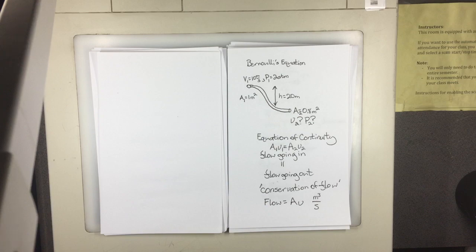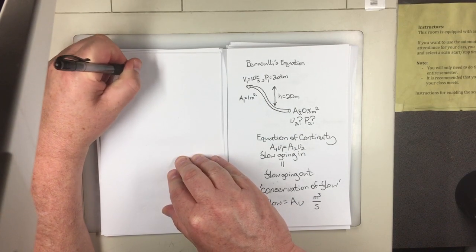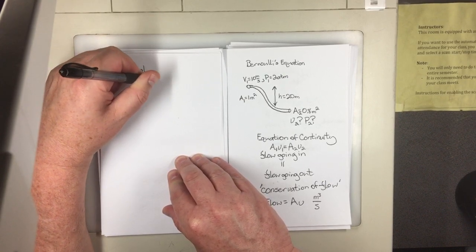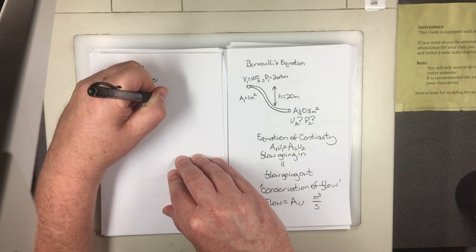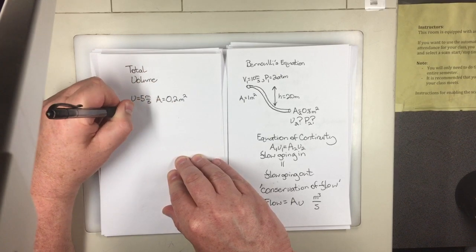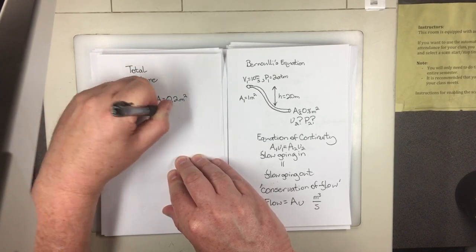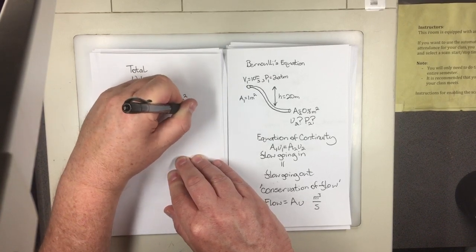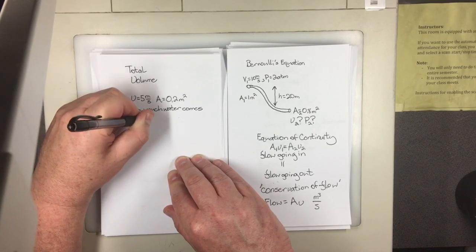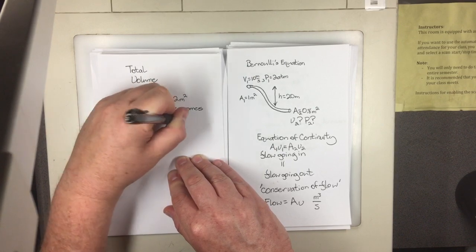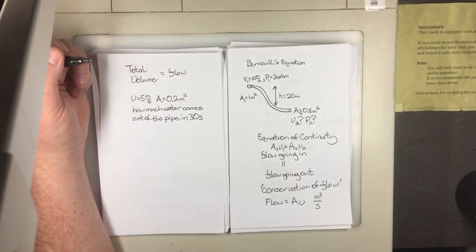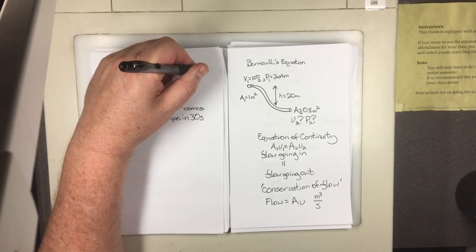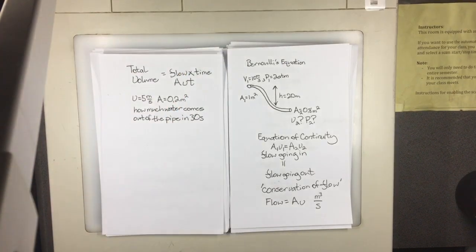Now one of the things that we can get through this is the total volume. Say you had a pipe, velocity is 5 meters per second and the area of the pipe is 0.2 square meters. How much water comes out of the pipe in 30 seconds? The total volume, you could say, is the flow, or flow rate, a lot of times people say, multiplied by time. So A V T. So when you multiply the flow by the total time, you can get the total volume of fluid coming out.